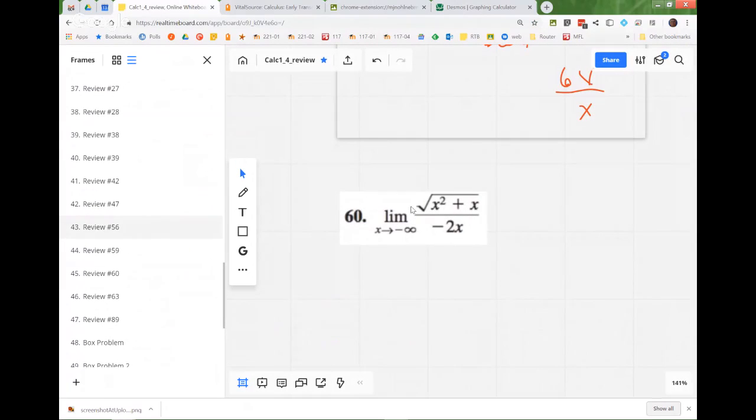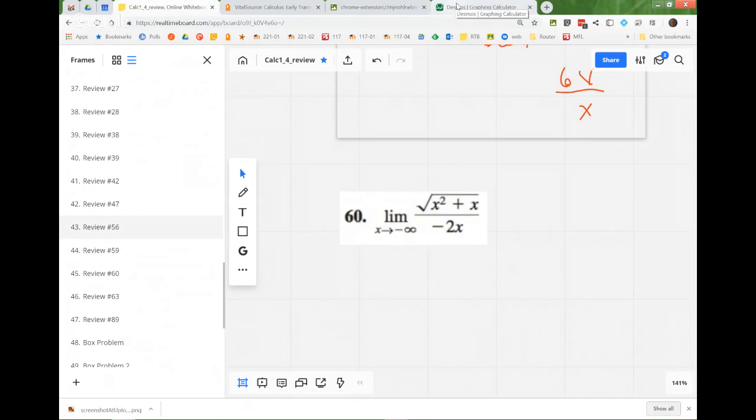So remember what we said. On top, a negative infinity substituted in here will be squared. That's going to make it positive. Principal square root of a positive is a positive. And on the bottom, a negative infinity times a negative 2 is a positive. So it looks like it's going to be positive 1/2.